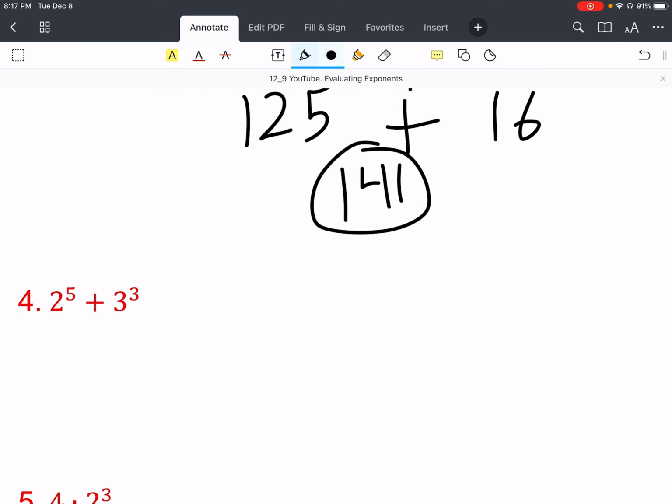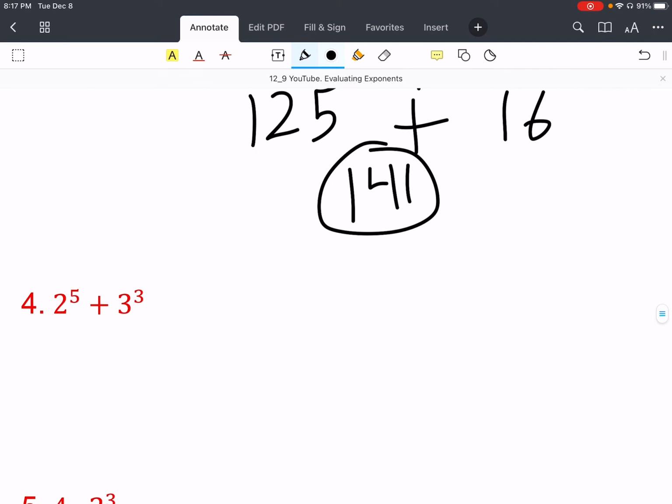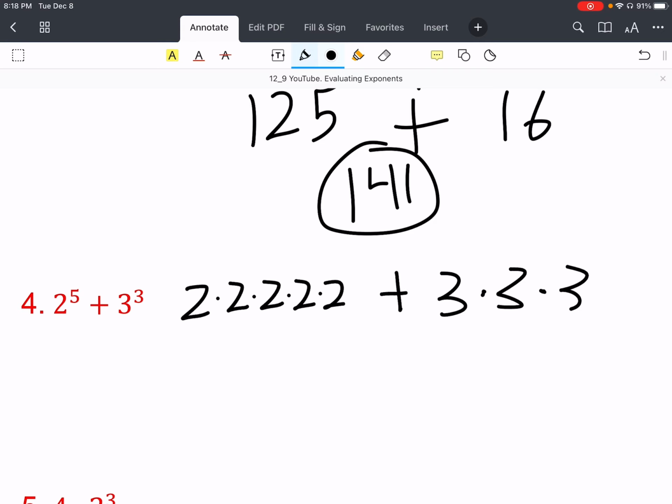Number 4, I'll show you. So 2 to the 5th power plus 3 to the third power. So 2 times 2 times 2 times 2 times 2 plus 3 times 3 times 3. So again, all the multiplication first. We have 2, 4, 8, 16, 32 plus 3 times 3 is 9 times 3 is 27. So 32 plus 27 is 59.